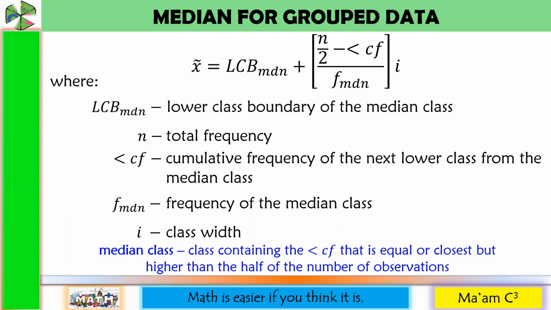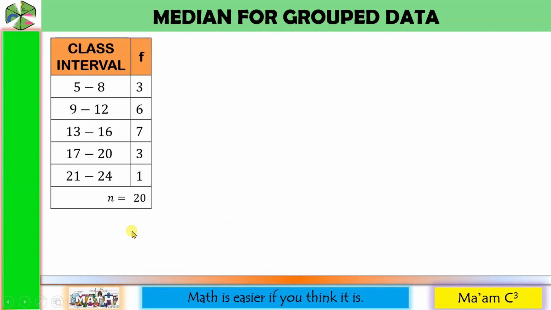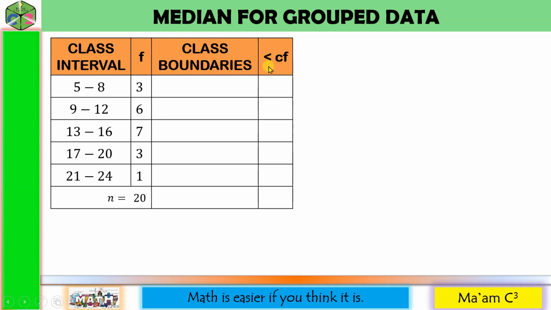Let's have an example. Let us use the same table that we used earlier. This time, we're going to need again 2 additional columns for class boundaries and less than cumulative frequencies. Class boundaries are very easy to determine. Simply subtract 0.5 from the lower limit and add 0.5 to the upper limit. So 5 minus 0.5 is 4.5. 8 plus 0.5 is 8.5. So we have 4.5 to 8.5.